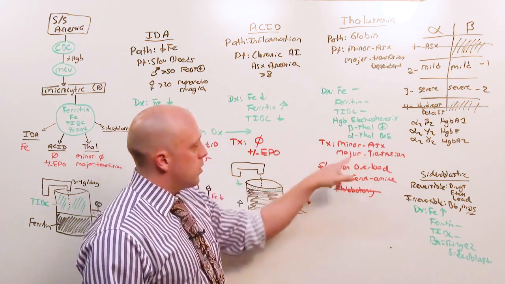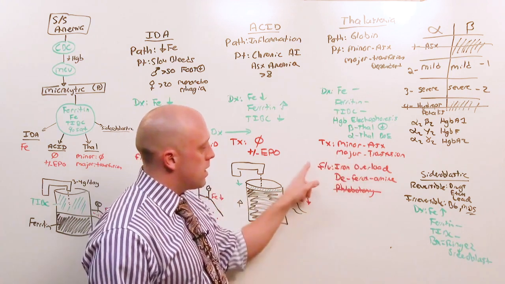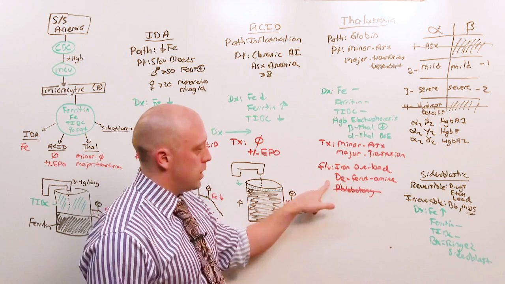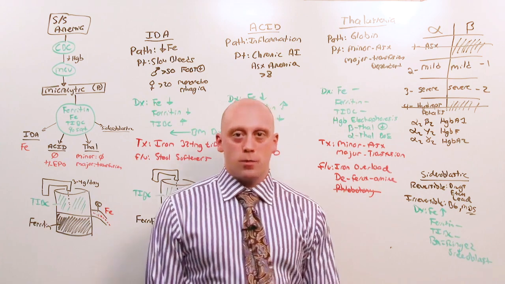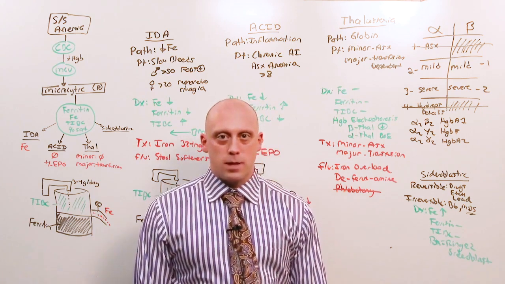Treat minor with nothing, major with transfusion, and when they get iron overloaded, use deferoxamine. Sideroblastic anemia, identify the ringed sideroblasts on the bone marrow biopsy. That's microcytic anemia.